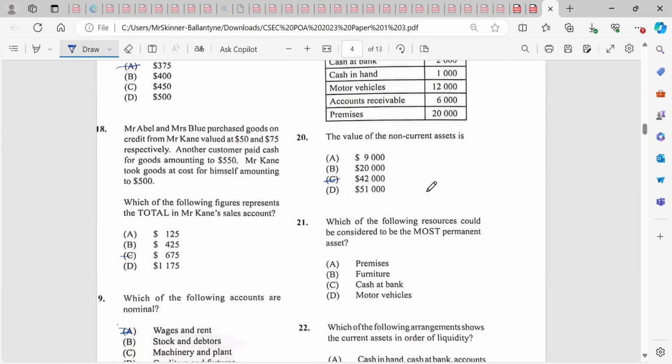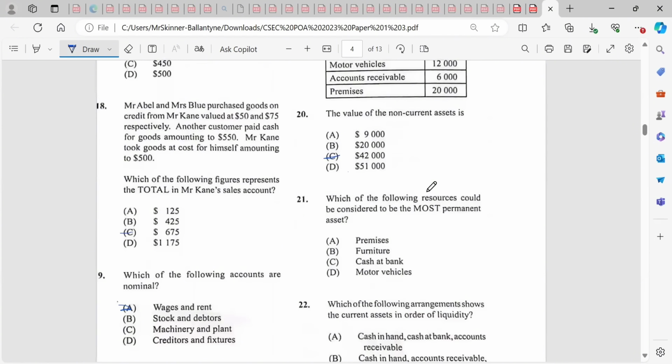Number 21, which of the following resources could be considered to be the most permanent asset? Is D. Premises. The premises, we're building and stuff, right? That'll be the hardest one to sell.